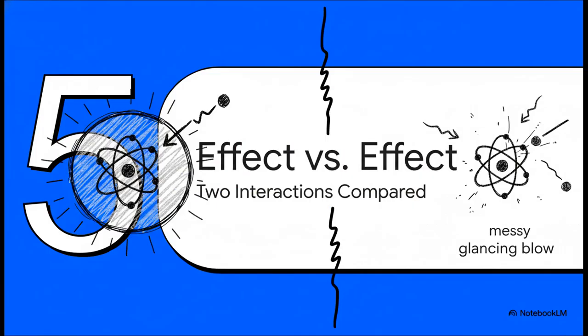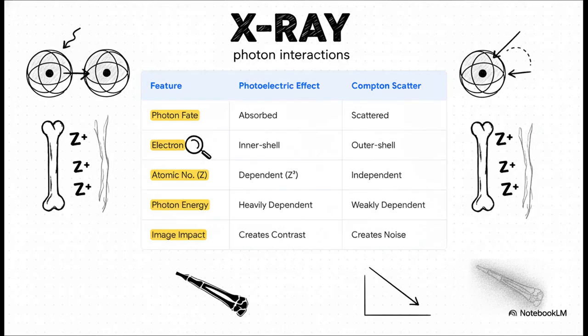So now we have our two main characters on the stage, the photoelectric effect, which is that clean absorption, and Compton scatter, the messy billiard ball collision. To really see how they shape an X-ray image, we've got to put them side by side, head to head, and compare what makes them tick. This table just lays out the critical differences beautifully. Let's walk through it. Photon fate. Photoelectric, absorbed. Compton, scattered. Easy enough? Electron involved? Photoelectric targets the tightly bound inner shell electrons. Compton goes for the loosely bound outer shell ones.